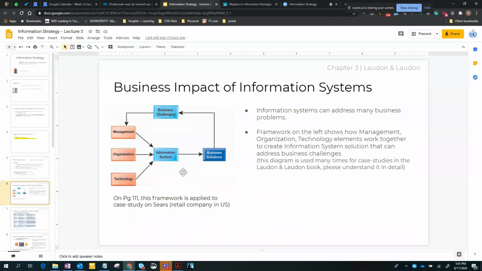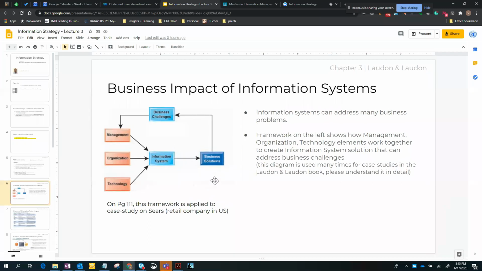So in the book you will see this kind of diagram on the left hand side. You will see it being repeated many times. It says that an information system doesn't work on its own. You have a business challenge that exists, so there's some sort of business problem. The management looks at the business problem and says, maybe we can solve it by using some technology and by changing some of our processes.